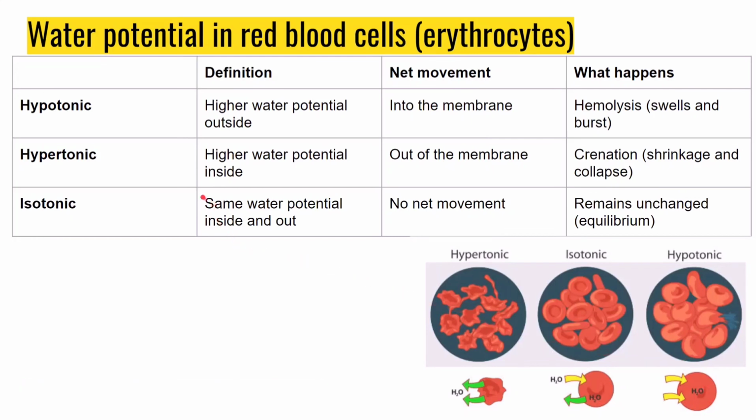Now, hypertonic, when there's a higher water potential inside of the cell, so there's a net movement out of the cell, the red blood cell undergoes crenation, where it shrinks and collapses because all the water gets taken out of it. And lastly, isotonic, when the water potential is the same inside and out of the cell, and there's no net movement of water molecules. The red blood cell will remain unchanged. It's in equilibrium.